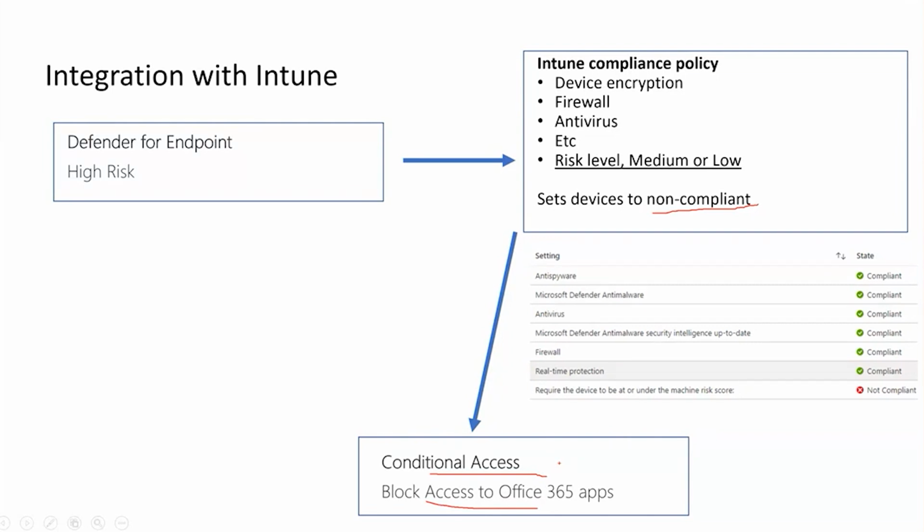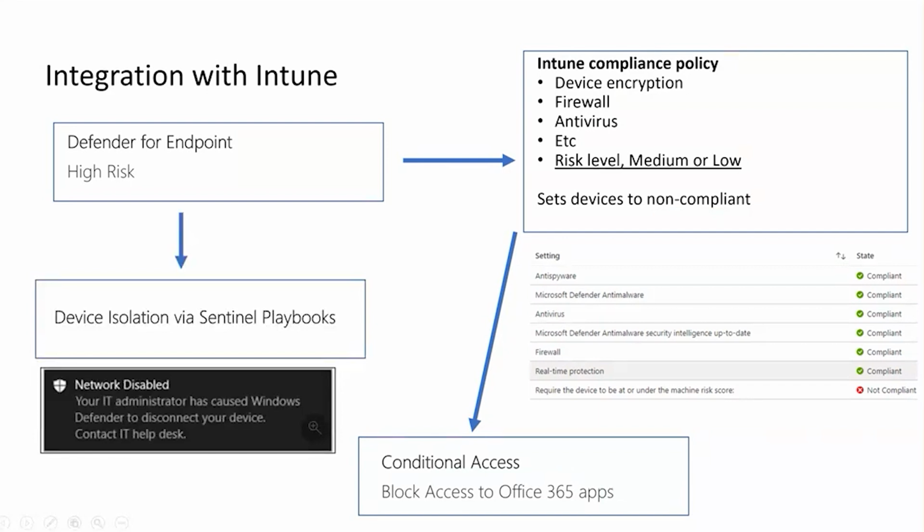But usually the clients ask, okay, but the user can't connect to Office 365, but the device is still on the network. How about if there is a ransomware attack and somebody from that device starts exploring the network? Yeah, that really can happen. This is why we can configure Defender for Endpoint with Microsoft Sentinel.